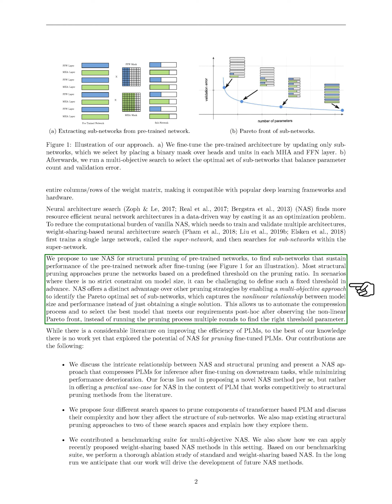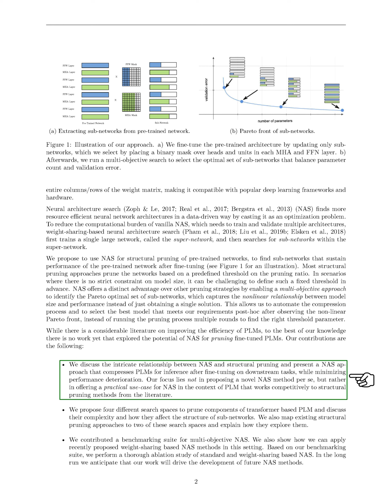We propose using NAS for structural pruning of pre-trained networks to find subnetworks that maintain performance after fine-tuning. Unlike traditional pruning methods that rely on fixed thresholds, NAS allows for a multi-objective approach to identify the best subnetworks that balance model size and performance. This automation streamlines the compression process and helps us select the optimal model without the need for multiple rounds of manual tuning.